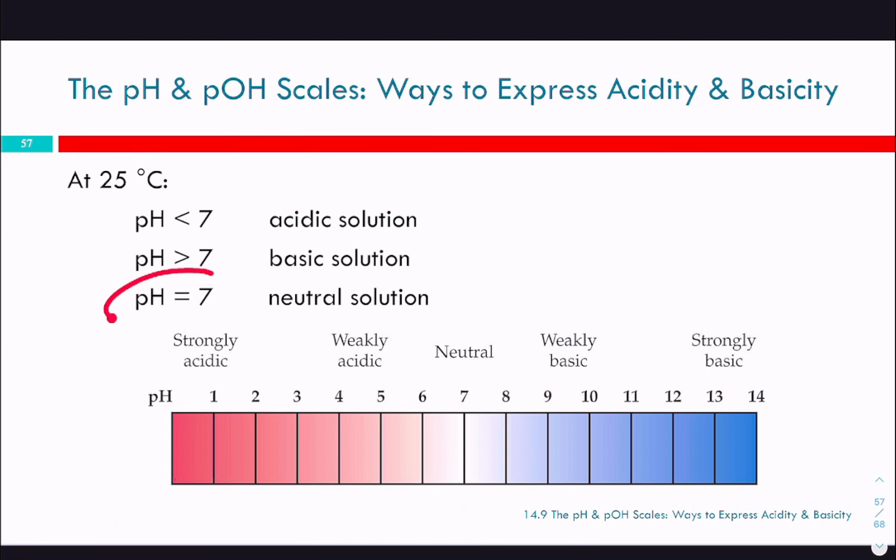If you have a neutral solution, pH is 7. If pH is less than 7, it's acidic. If pH is greater than 7, it's basic. And that 7 is related to 1 times 10 to the negative 7. And it's related through a log function.